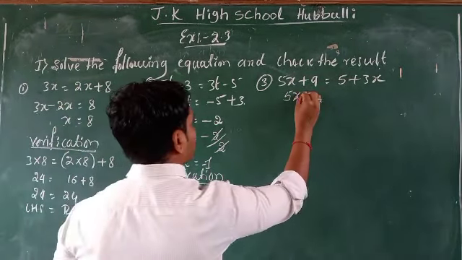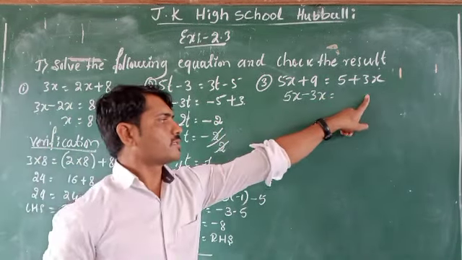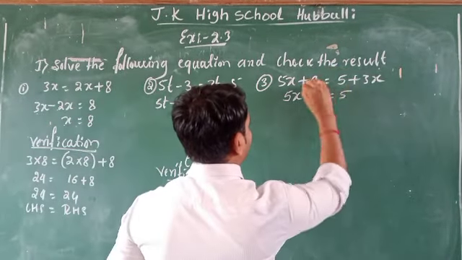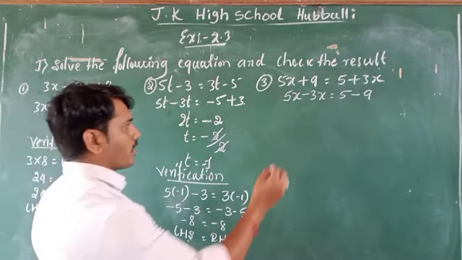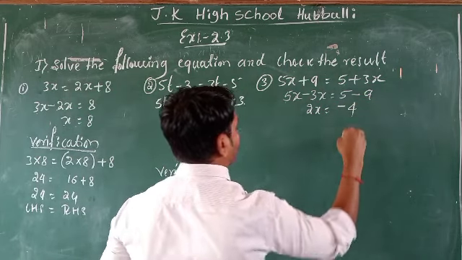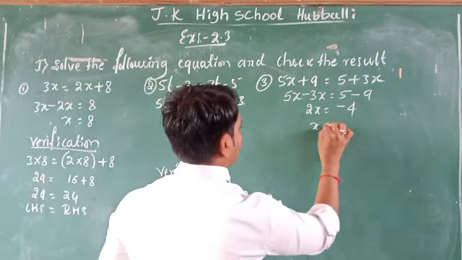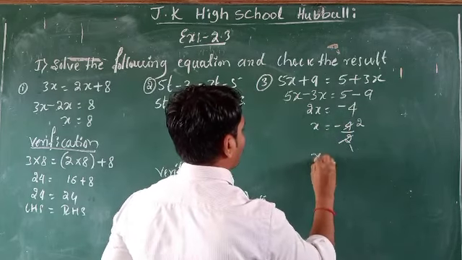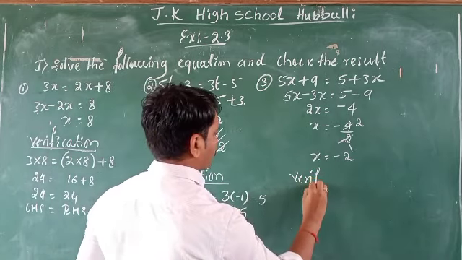5x, keep here only. Bring the 3x. So that will become minus 3x. Here plus 3x is there. If it comes this side, it will become minus 3x. Here 9 is there. Bring to the other side. It will become minus 9. Understanding? Okay. 5 minus 3 is 2x. 5 minus 9 is minus 4. Correct? Later on, x is equal to minus 4 divided by 2. 2 ones are 2, 2 twos are 4. What is the x value? Minus 2.